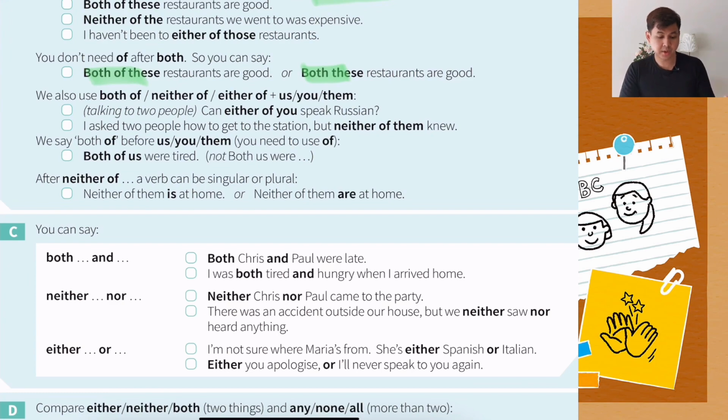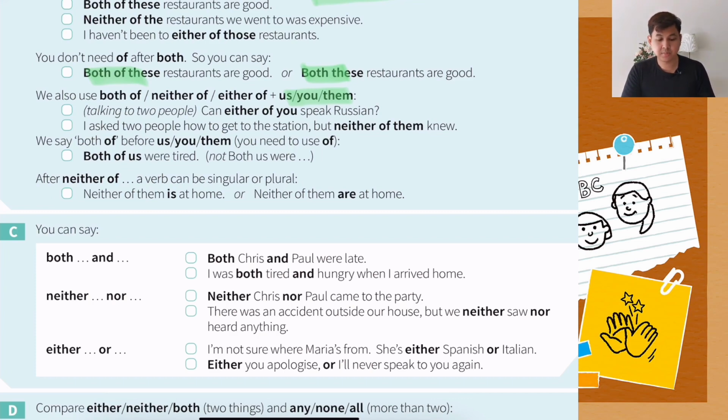We also use both of, neither of, and either of plus us, you, and them. Us for we, you for you, and them for they. So when you're talking to two people, you can say, can either of you speak Russian? And then another example, I asked two people how to get to the station, but neither of them knew how to get to the station.